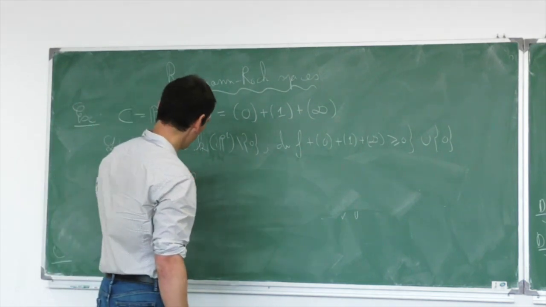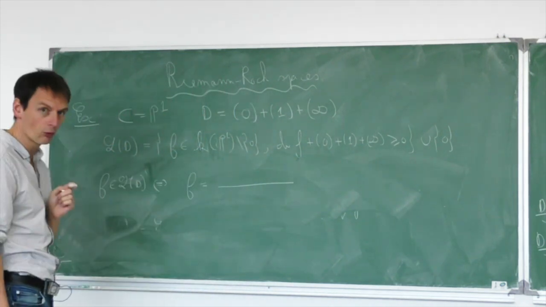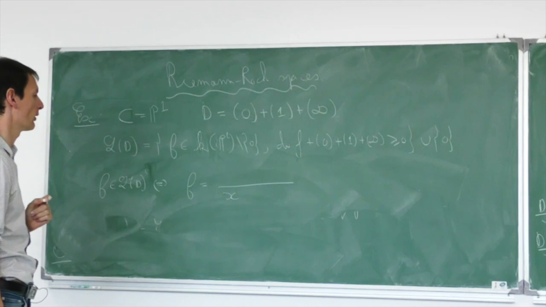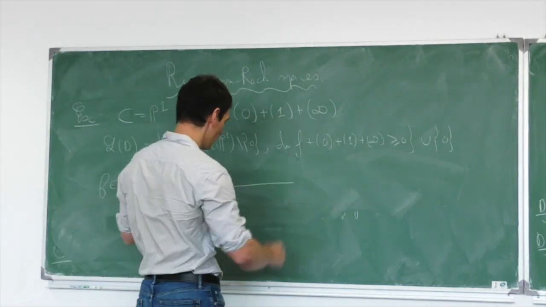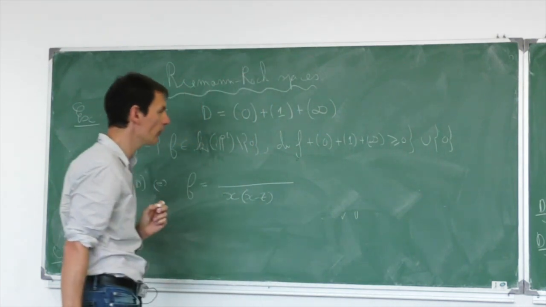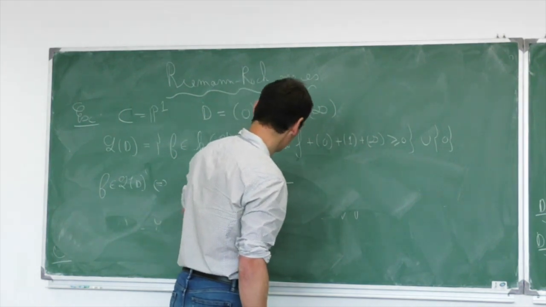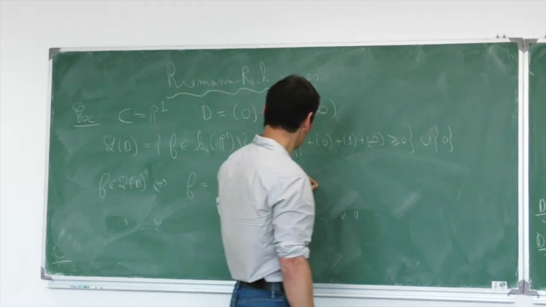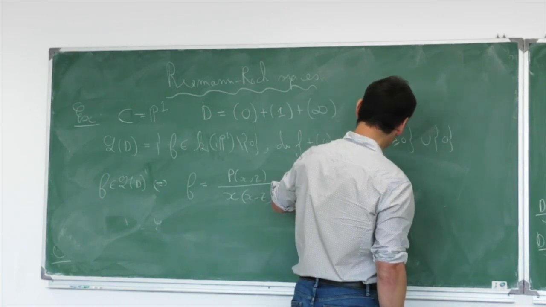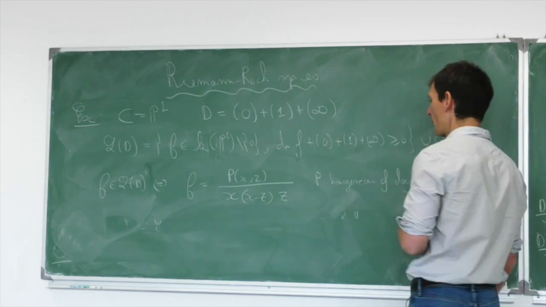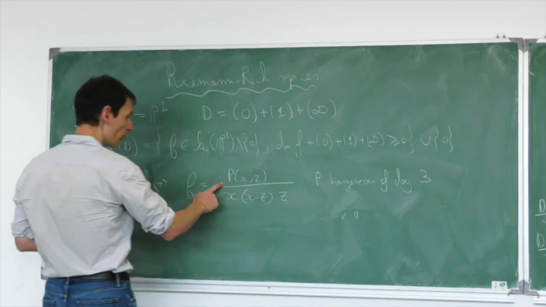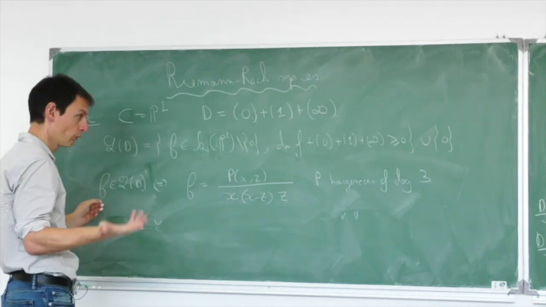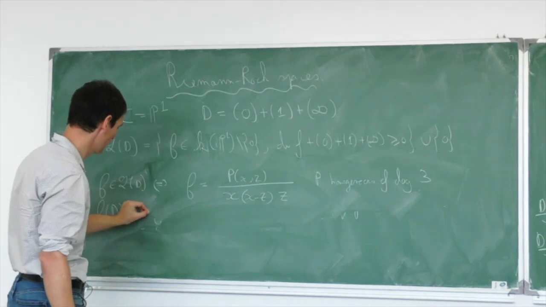So f belongs to L of D if and only if I can write f as a fraction, and I write the poles in the denominator. So 0 can be a pole, so x can be here. Then 1 can be a pole, so I have x minus z. And finally, infinity can be a pole, which means it has a z here. And now the numerator can be any homogeneous polynomial p in x and z of degree 3. So what is the dimension? The dimension is the number of monomials in a homogeneous polynomial of degree 3, and this is 4. So I find that l of D, in that case, is 4.